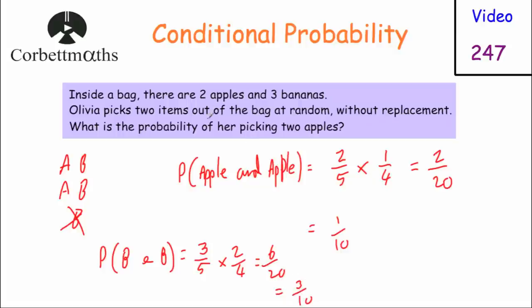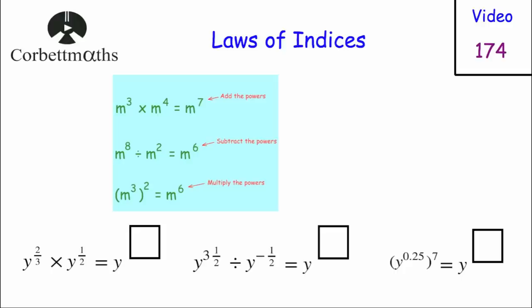That's it. So whenever you're dealing with conditional probabilities, it's very important to think about what the probability would be after the first thing has happened. In other words, after she's taken out the first apple, what was the probability of her getting that second apple? Likewise with the bananas, once she takes out that first banana, what would the probabilities then be of the second one being a banana, and so on. Okay, let's have a look at our next topic.